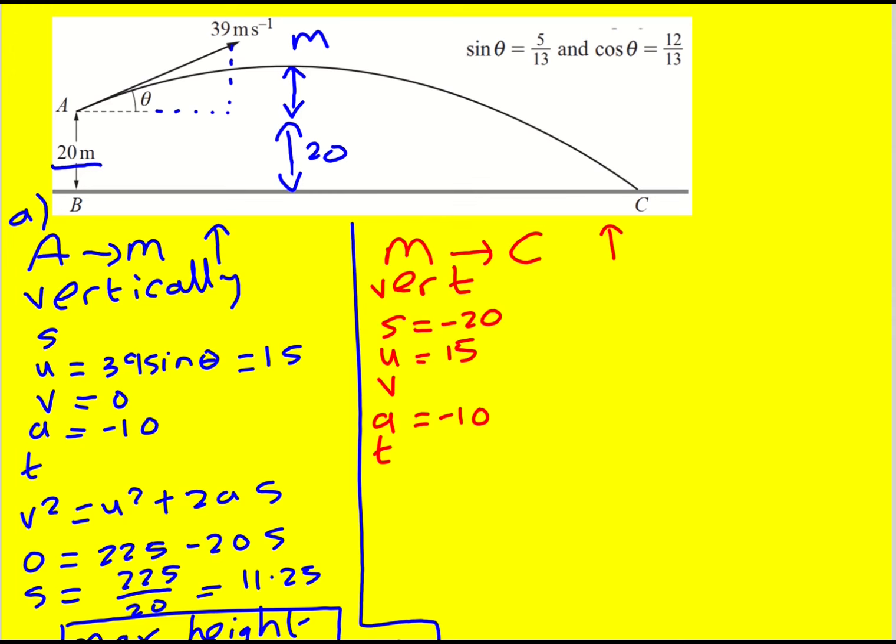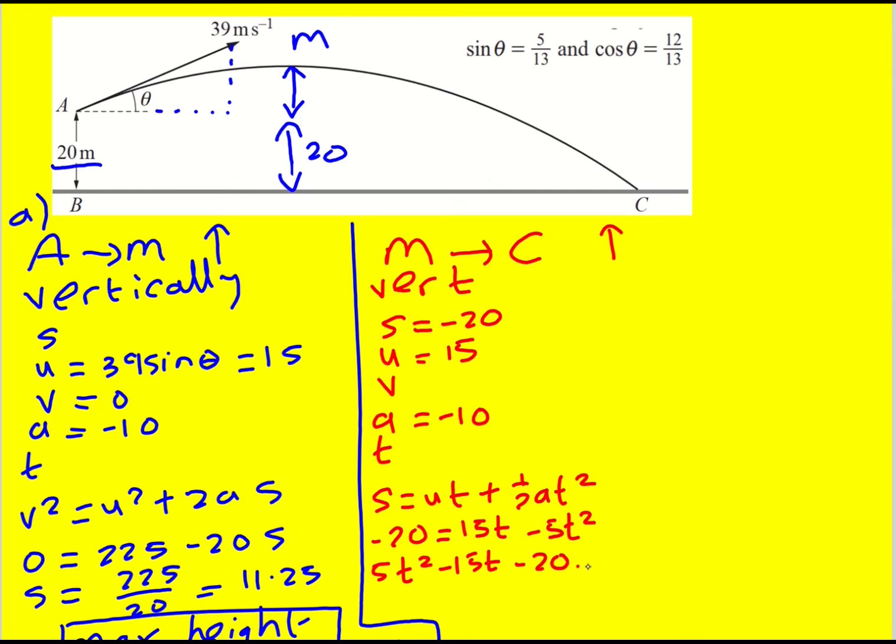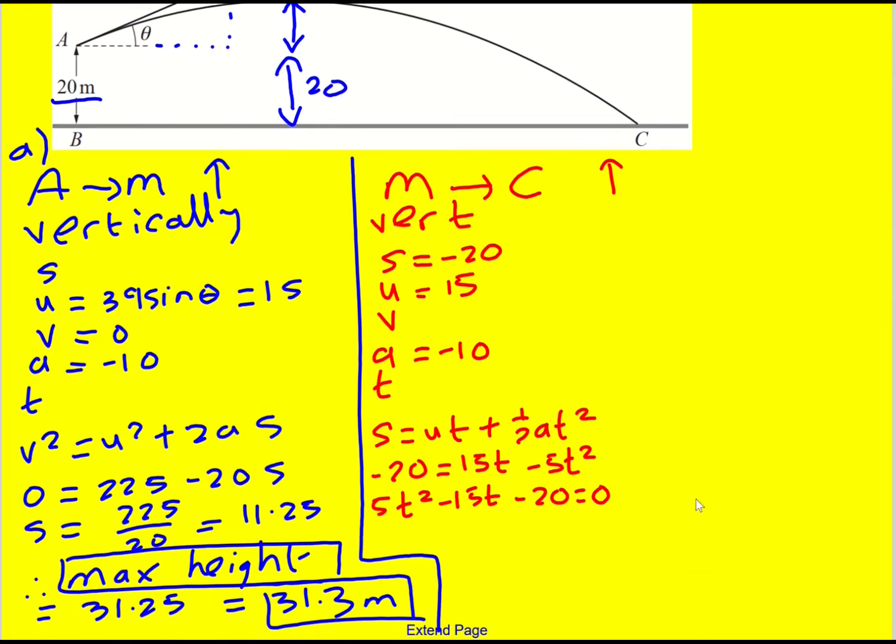So we're now trying to work out t. I can use s equals ut plus half at squared, which means that minus 20 is going to equal 15t minus 5t squared. This becomes 5t squared minus 15t minus 20 is equal to 0. It feels like it might factorize here, so I'm going to divide through by 5, see what happens. Normally I just stick it straight into the quadratic formula on the calculator, but arguably it's going to be quicker here because it factorizes so easily.